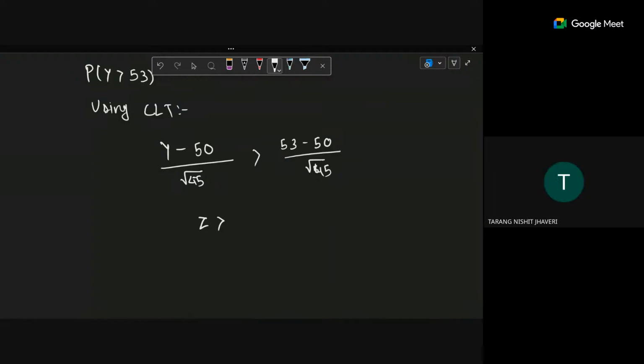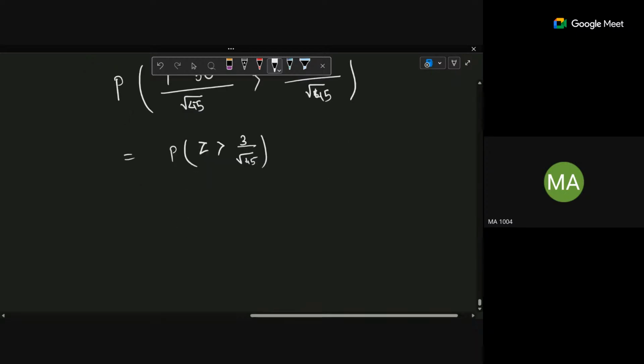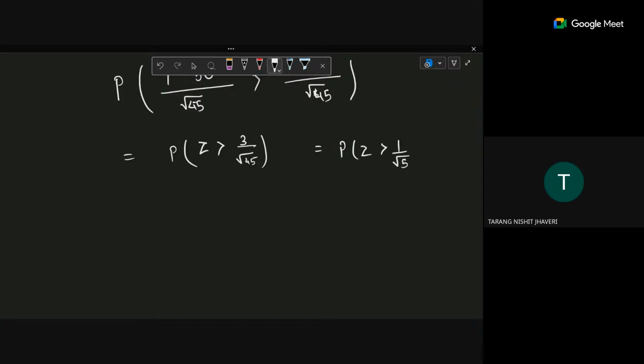Yes. Now we can take the FZ value from the normal table, 1 minus FZ. Okay, that's correct. But mathematically, we do not write it like this. We take it as the probability that y minus 50 is greater. Just take care of that. Even though you are correct, if it is a written exam, you will lose your marks. Okay, probability Z greater than what? 1 upon square root 5, isn't it? Yes.